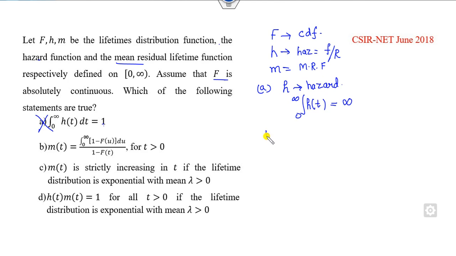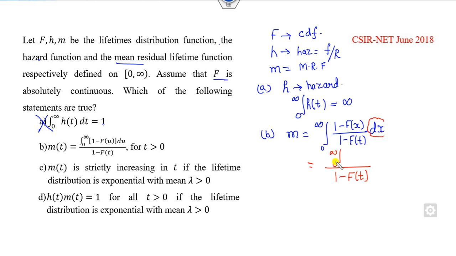Fine. Okay, what is the mean residual life? As I told you in the starting CDF definition, this is my integral of 1 minus F of x dx. Because this is integration with respect to x, 1 minus F of t is a constant, which can be taken outside, and the numerator part will be the integral of 1 minus F of x dx, which is the same as this. So this is the right option.